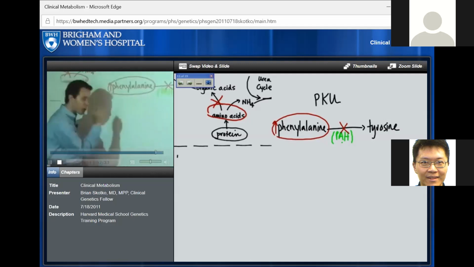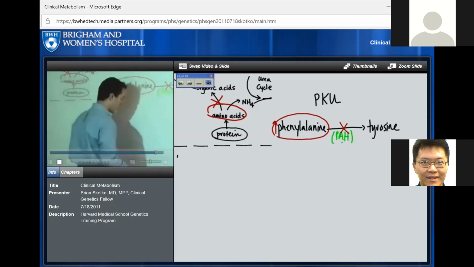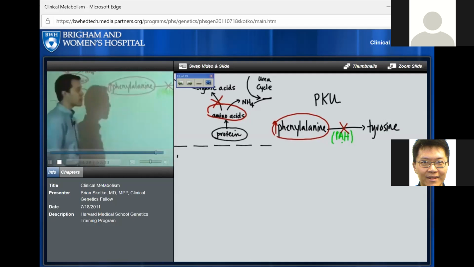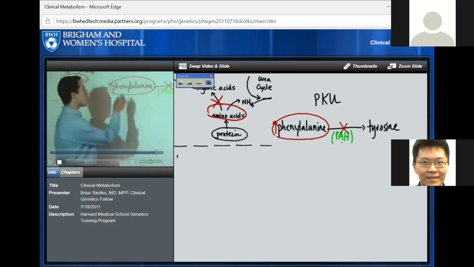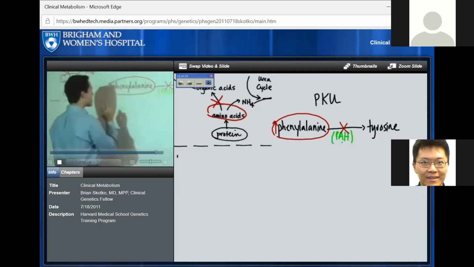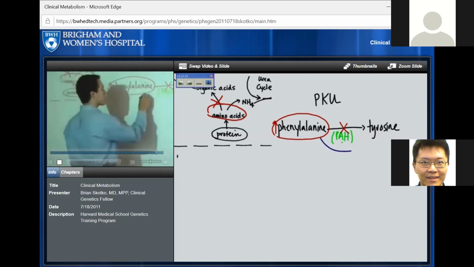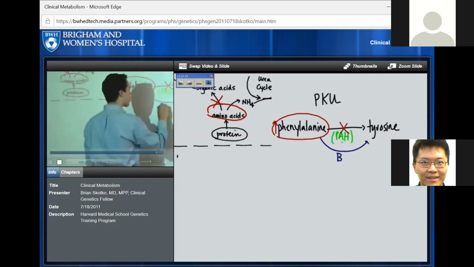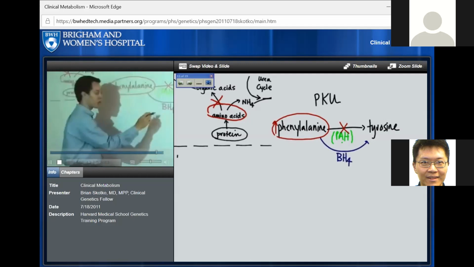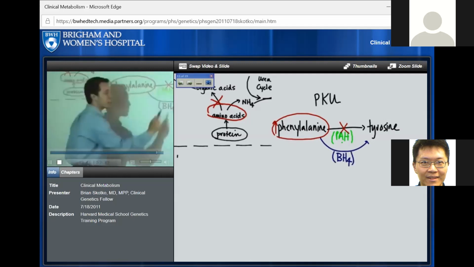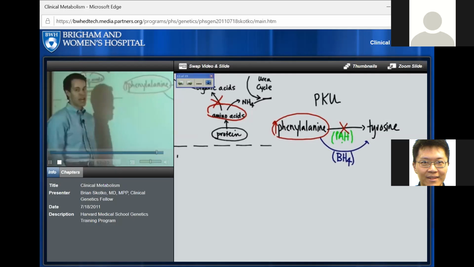So how do we help it? How do we help convert the phenylalanine to tyrosine? Well, sometimes you will learn about cofactors in clinical metabolism, which will help convert. And in this case, phenylalanine can be converted to tyrosine through a cofactor known as BH4, or tetrahydrobiopterin. And BH4 is a cofactor that will work so long as you have some PAH available.